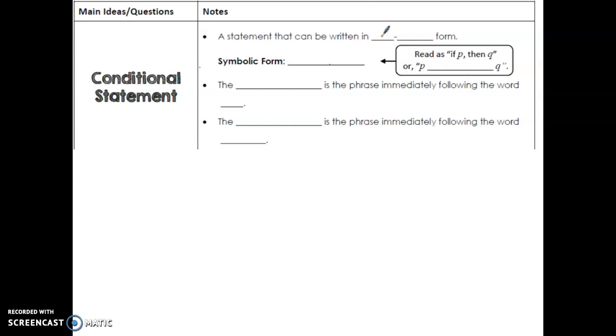So today we're going to do conditional statements. A conditional statement is a statement that can be written in if-then form. The symbolic form is written like this: P arrow Q. You read that as if P, then Q, or you could say P implies Q.